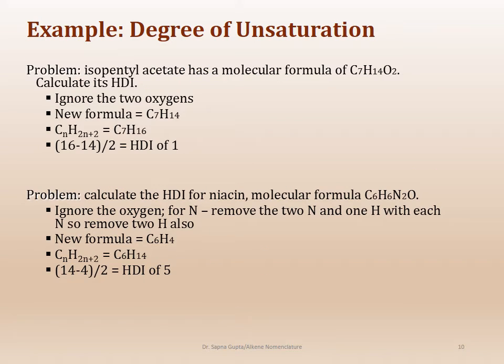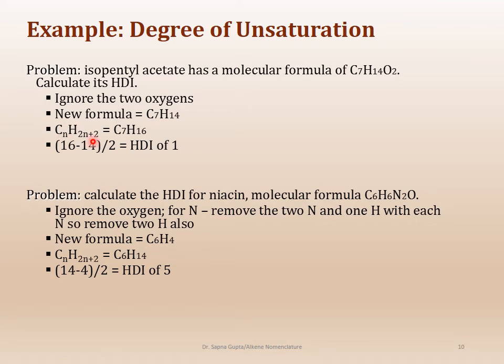Let's look at some examples of solving for degree of unsaturation or hydrogen deficiency index. The first problem: isopentyl acetate has a molecular formula of C7H14O2. Calculate the HDI. According to what we just learned, we can ignore the two oxygens, because they will just fit in. Which means that our formula is C7H14.